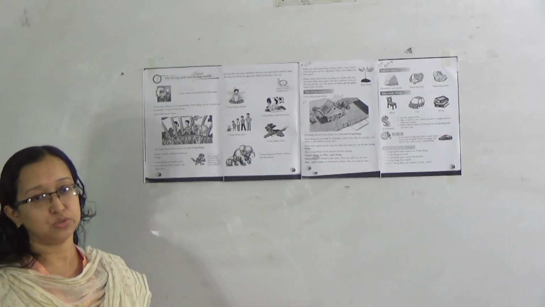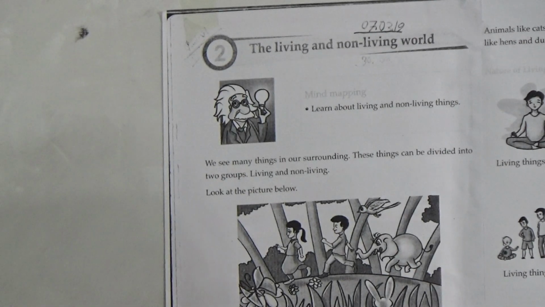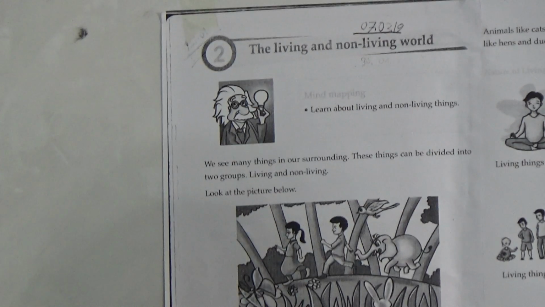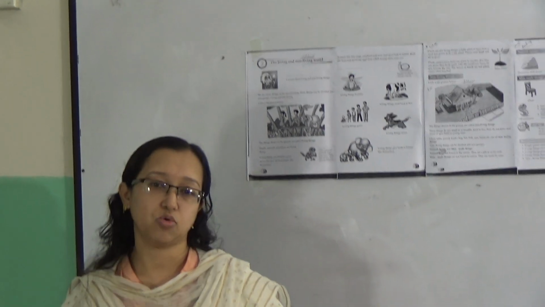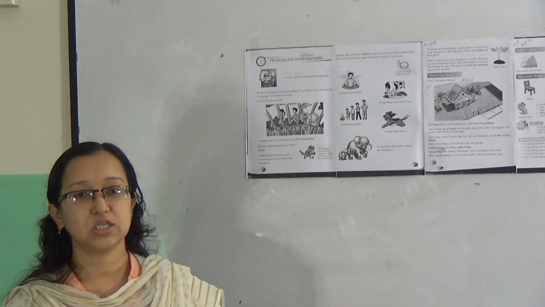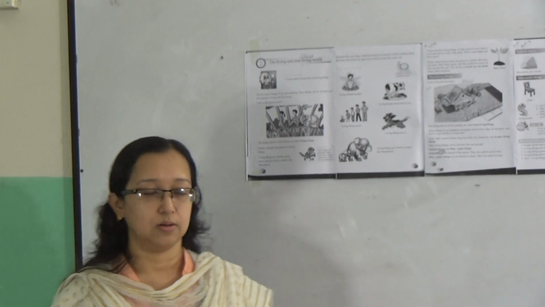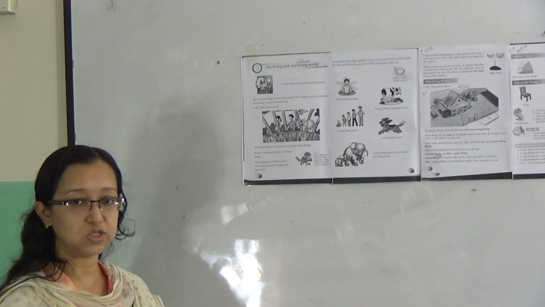The name of our chapter is the living and non-living world. What is the living world? Living world means the things which have life in this world. And the things or materials which have no life, we call these things non-living things. Now we discuss this in this chapter.